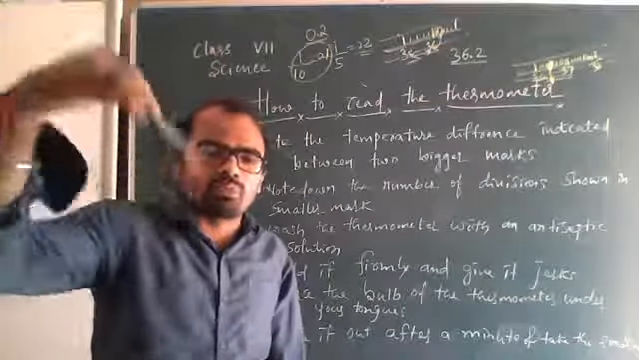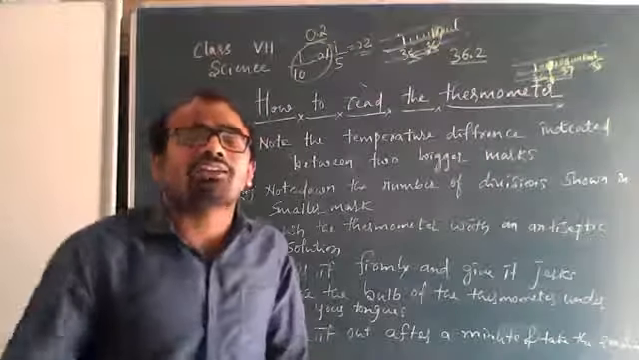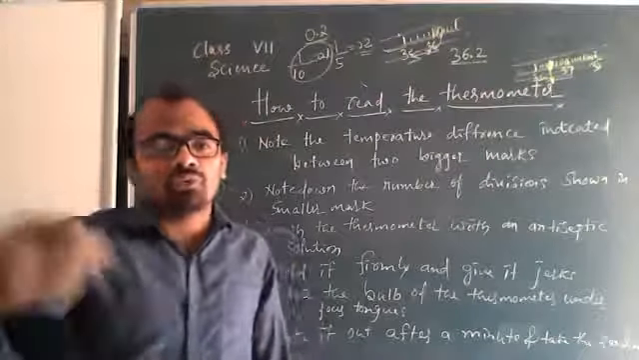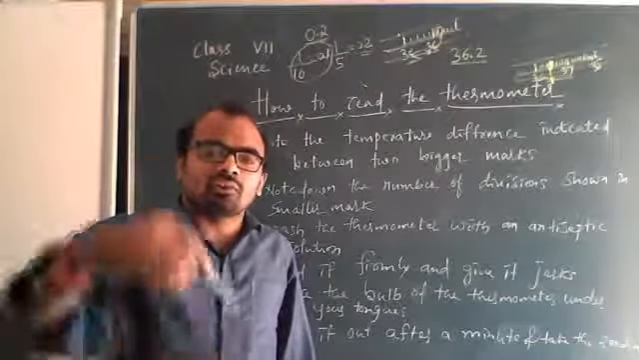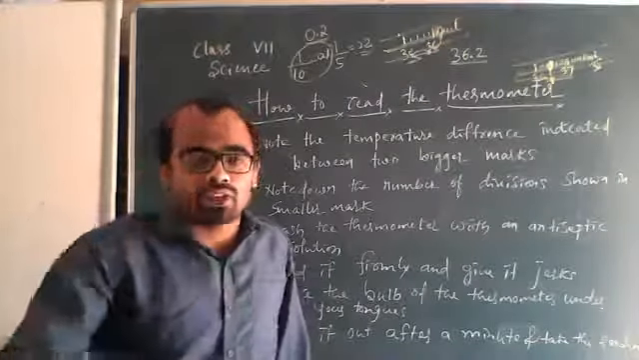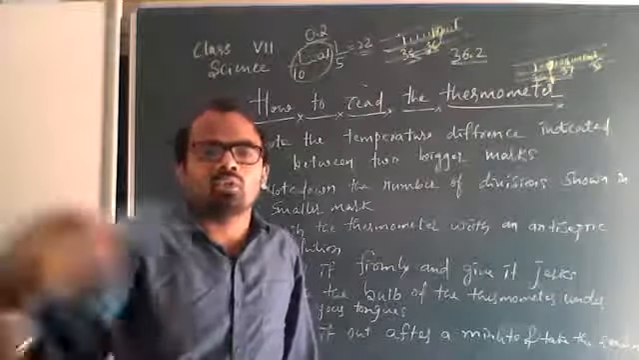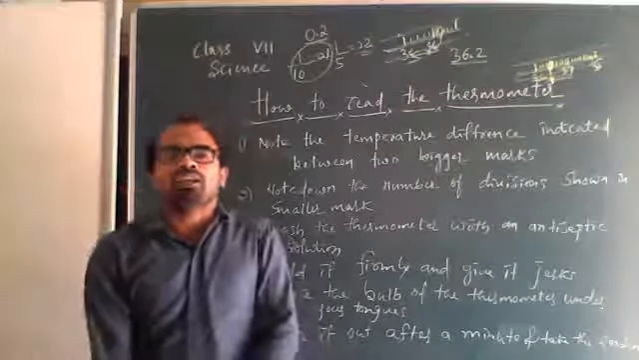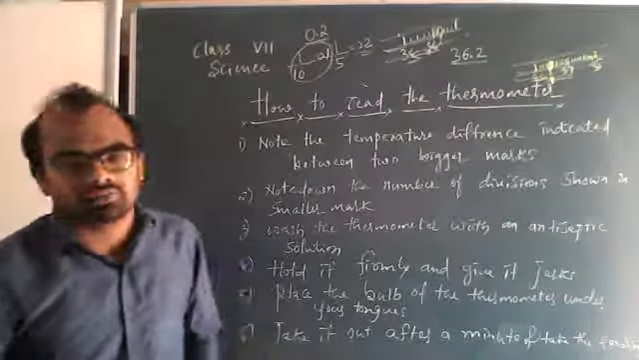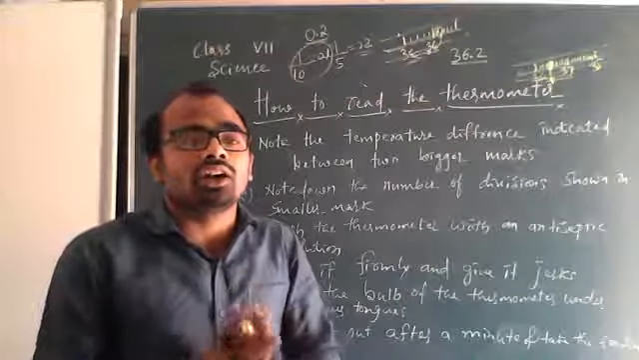Okay, so if you jerk it, what is that? Doing like this. When a pen does not write, what do you do? You do like this. So that is called jerking. Jerking makes the mercury come to the proper level. So hold it firmly and give it proper jerks. You have to hold it firmly, otherwise if it slips it may fall and break. So that is why we have to hold it firmly and give it jerks.